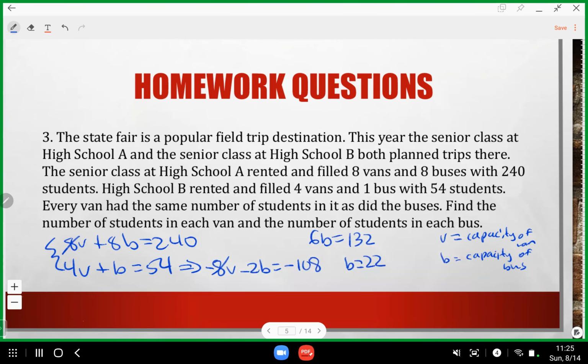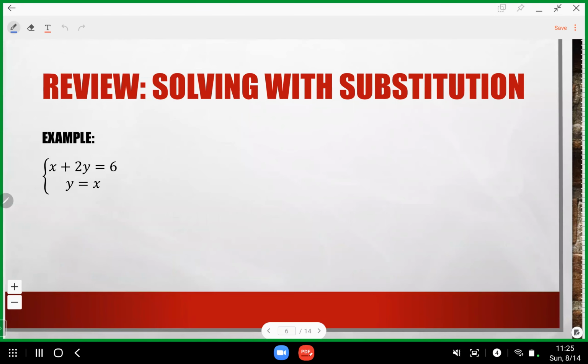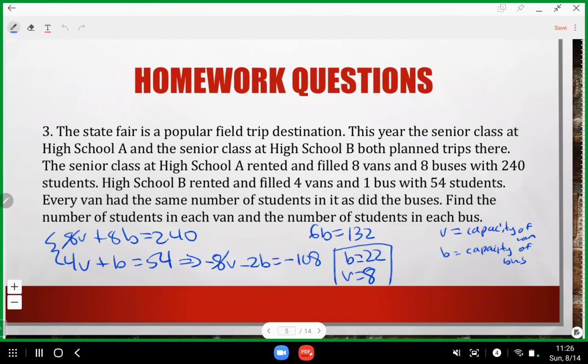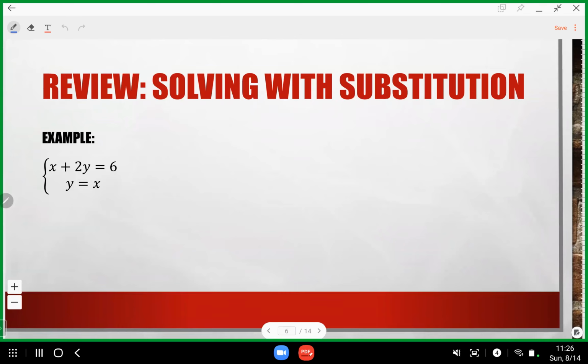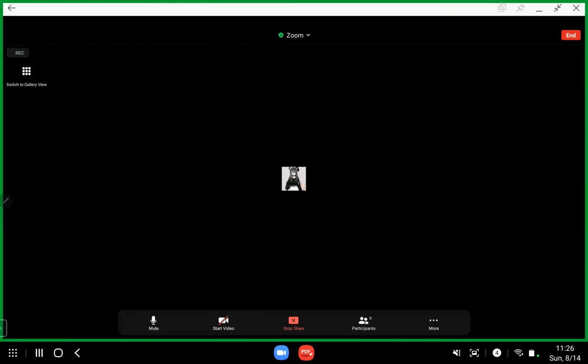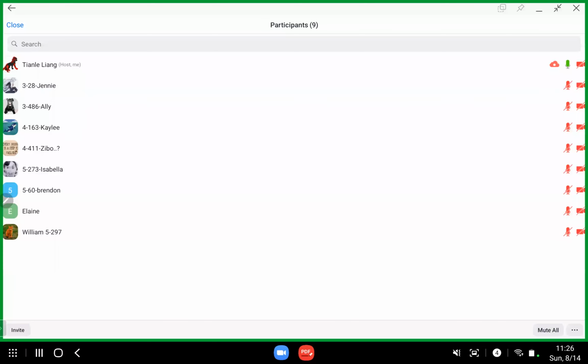Therefore, if you plug it in, B is going to be equal to 8. So that is the capacity of the vehicles. Very good. All right, so good job on finding the correct answer. So now let's go over a couple of review things real quick, to make sure students that are not very comfortable with these methods know what they're doing.